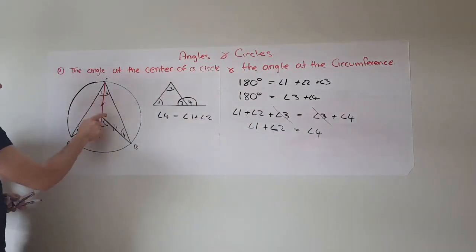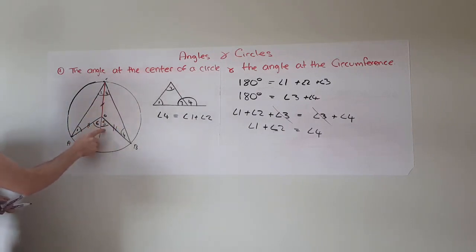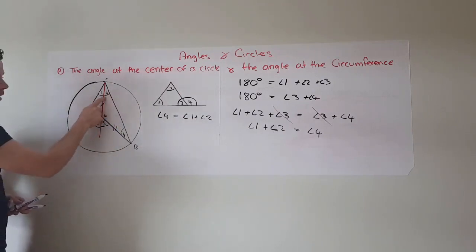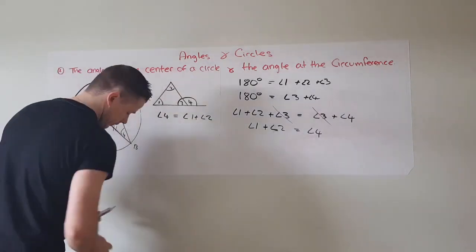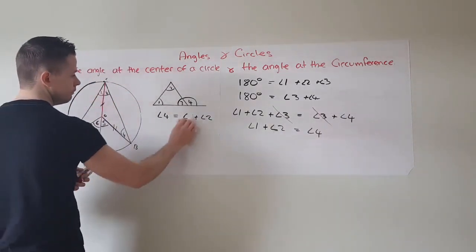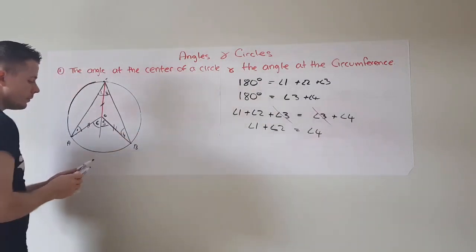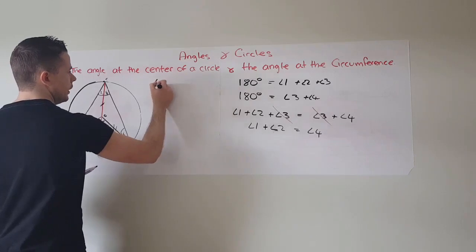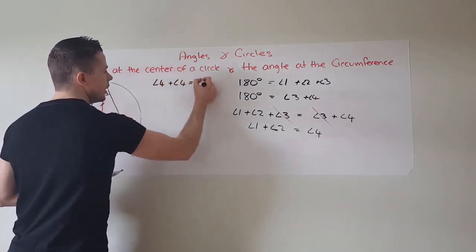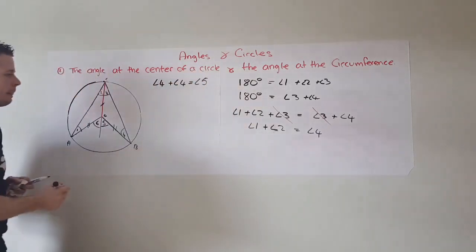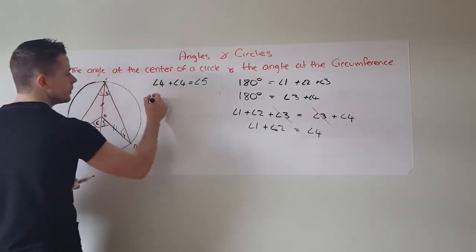So we'll deal with this triangle here. That's an interior, and that's an interior, and this is our exterior angle. So the angle 4 and 4 is equal to the angle 5. Okay? So our angle 4 plus our angle 4 is equal to the angle 5. The same thing is true for 1 and 1 is equal to 6.